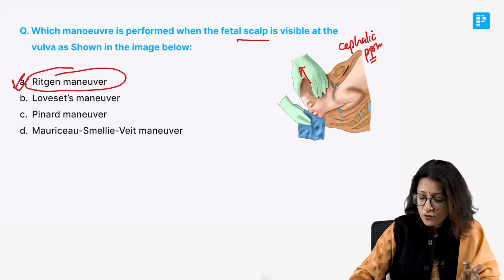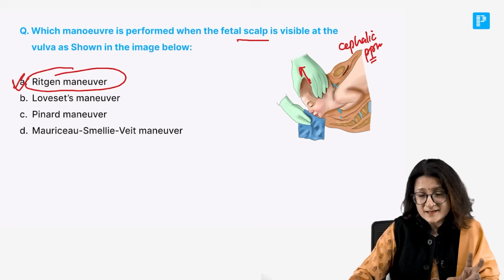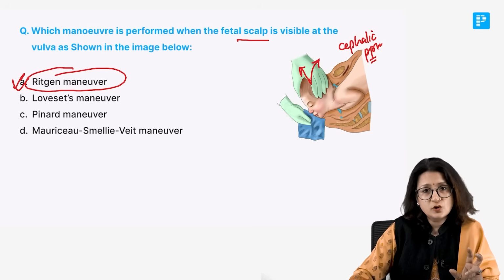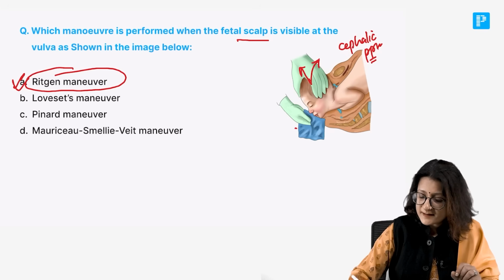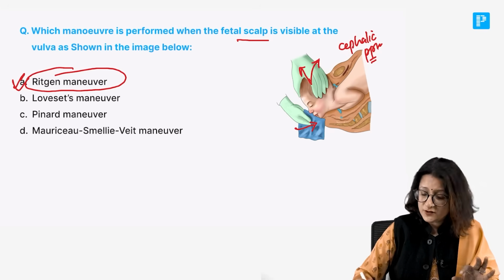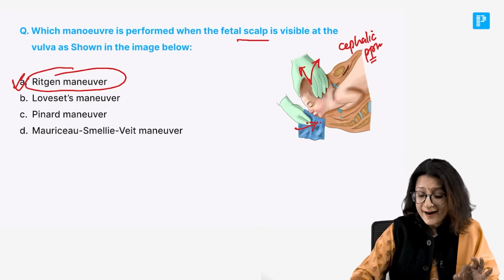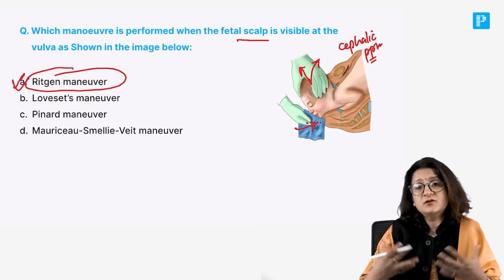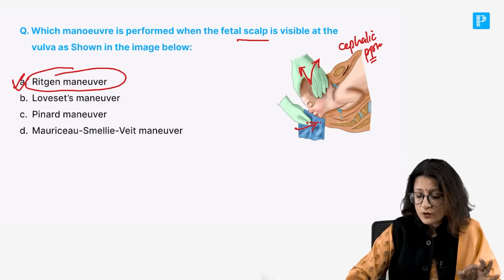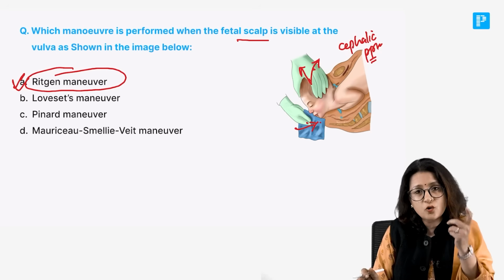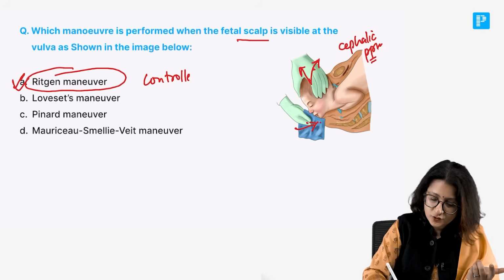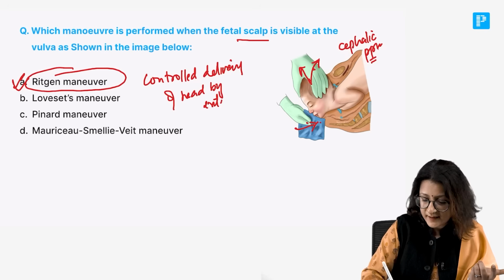So we control the extension of the head in the sense that we don't want it to extend too much. And at the same time, we are guarding the perineum as well. You can see here, this hand at the perineum is sort of lifting the chin also. So head delivery by extension, that is how the head delivers, but we also want to support the delivery of the head. We don't want too much extension. Controlled delivery of the head by extension is done.